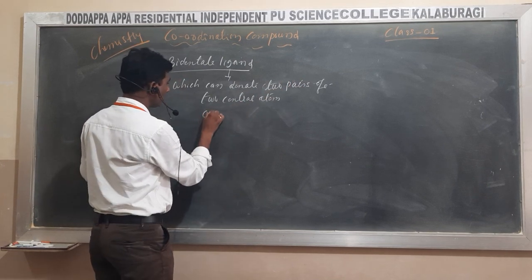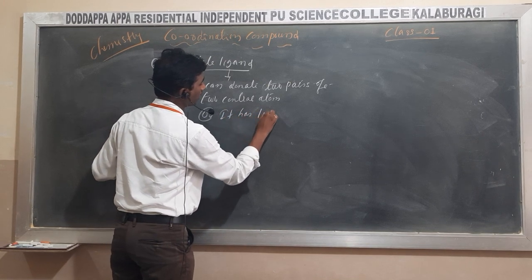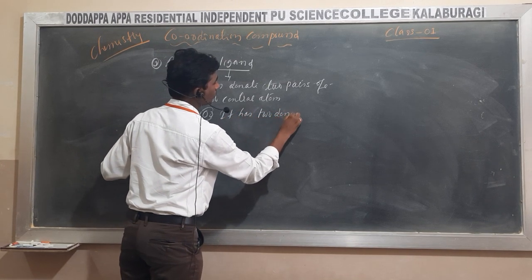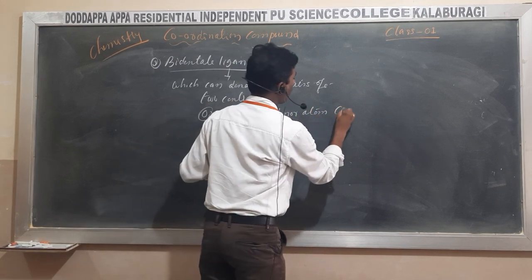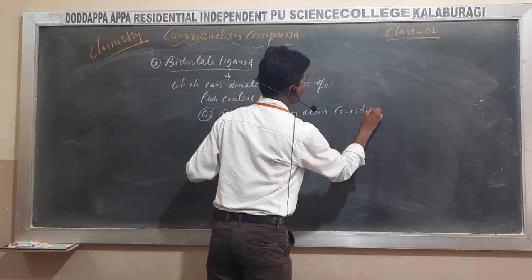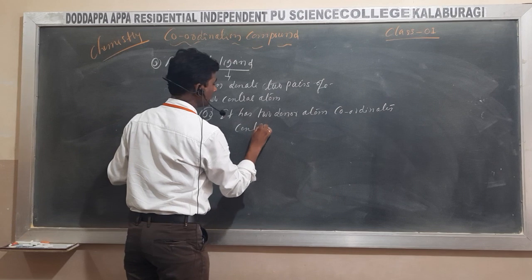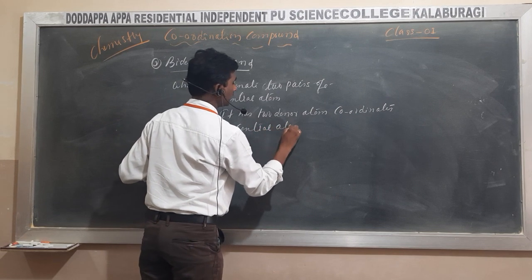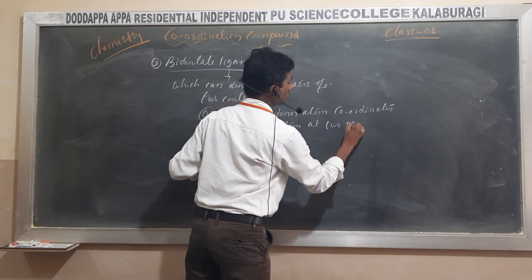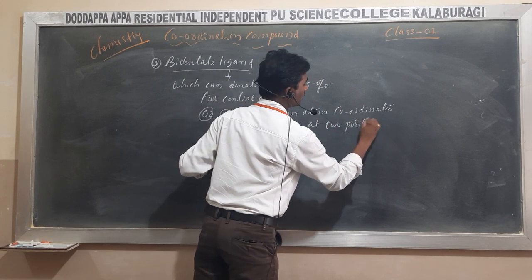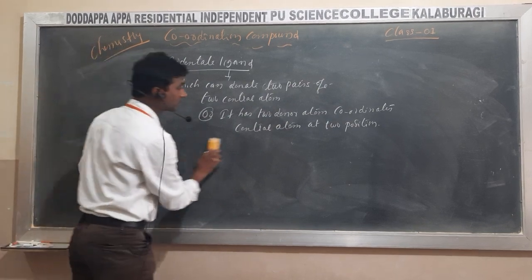Or suppose it has two donor atoms and coordinates the central atom at two positions. So at two positions, it is called bidentate ligand. Okay, so what are the examples of bidentate ligand? Very important.